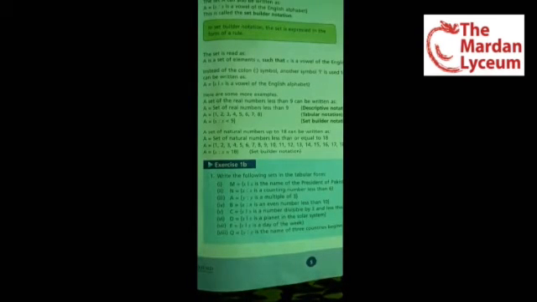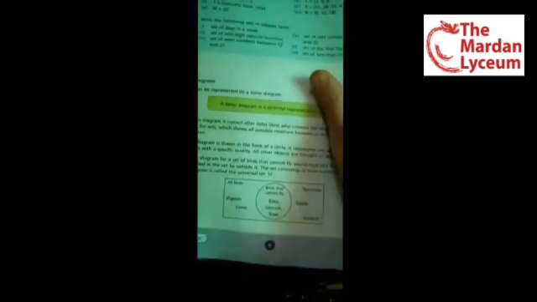And there are 8 questions. You will do them by yourself. They have given you the questions in set builder notation, and you will write them in tabular notation. Now come to part B on page number 6.